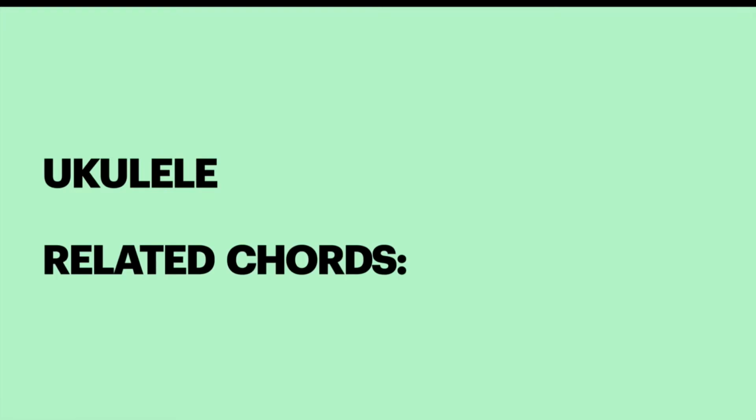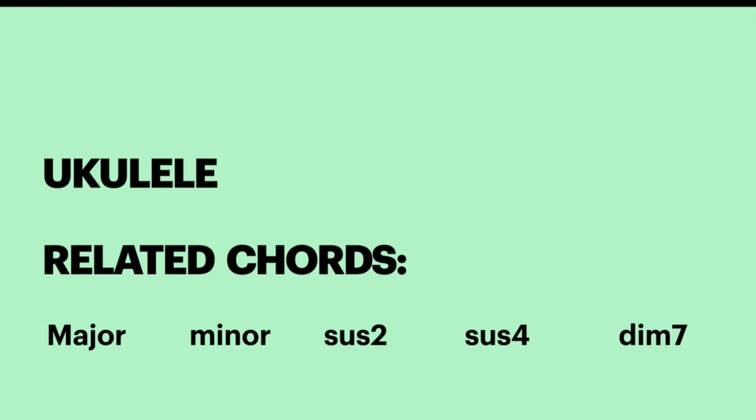Welcome to another one of my ukulele music theory tutorials. This is another set of related chords. I'll be looking at how a major chord is related to a minor chord, a sus2, and a sus4. And I'll also look at a diminished seventh chord, which is a little bit related in the same way.